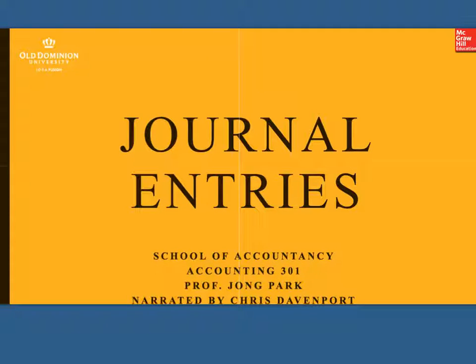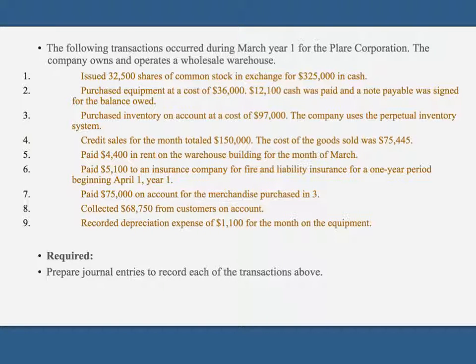This one is from Chapter 2 on journal entries. Let's take a look at the problem. The following transactions occurred during March year 1 for the Player Corporation. The company owns and operates a wholesale warehouse.